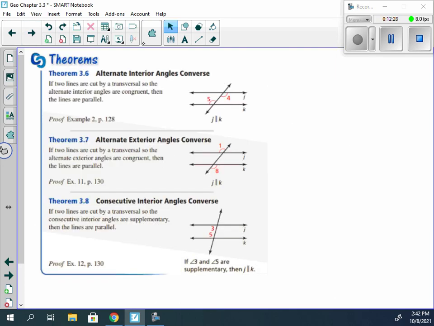Now, this here is already in your note sheet. The alternate interior angle converse, the alternate exterior angle converse, the consecutive interior angle converse. All of these are saying if two lines are cut by a transversal so that either the alternate interior angles are congruent, the alternate exterior angles are congruent, or the consecutive interior angles are supplementary, then the two lines are parallel.